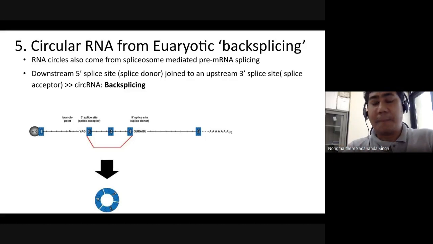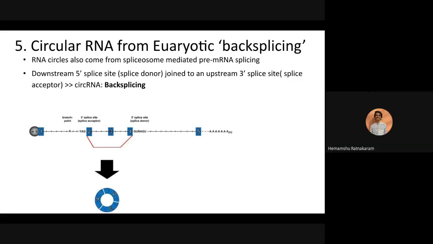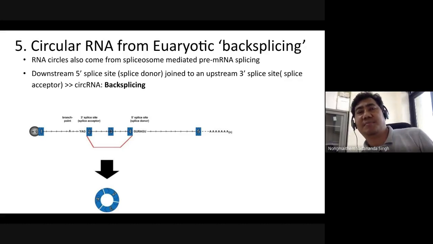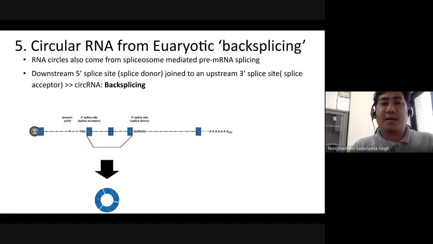Is there any sequence that makes it predisposed to getting circularized, or is this completely random? It's not random, but the exact rule for how it becomes more circularized is not known, but there are some observations people have made. For example, we'll discuss in the next slide.